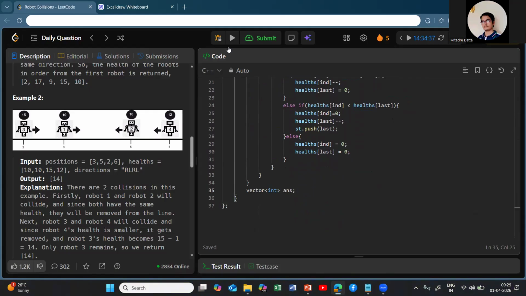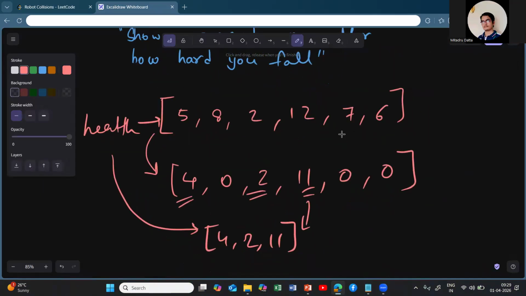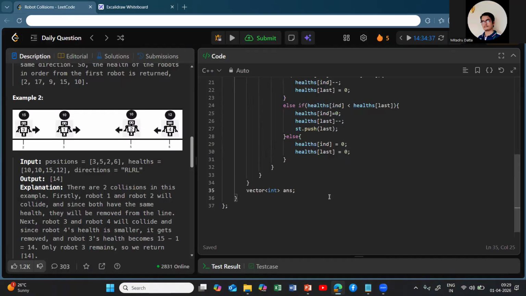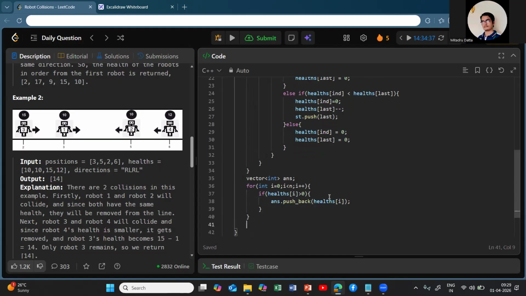If you remember, I had told you that if your initial health array becomes something like this, you need to return 4 to 11. So you need to get rid of the values which are 0 and keep only the ones which are greater than 0. To iterate through these values, you check if health of i is greater than 0, then you push back health of i into your answer, and you return your answer. That will be all.